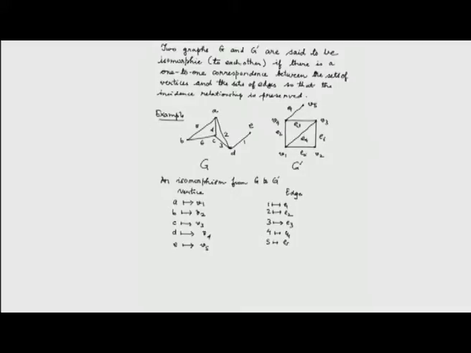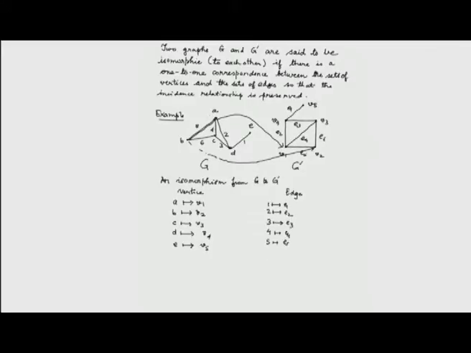Now, let us look at the first few correspondences. So, A is mapped to V1. So, that means A is going over here, and B is mapped to V2. That means that B is going to this point. Now, A and B are adjacent to each other in the graph G. Now, let us look what happens in graph G prime.